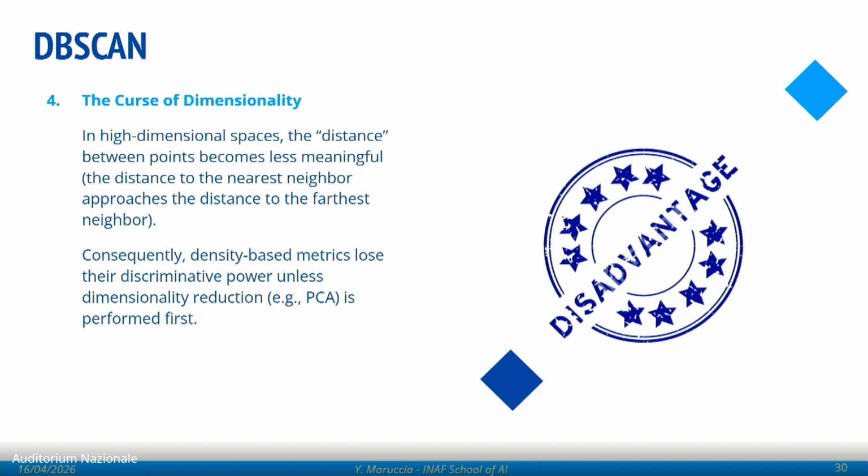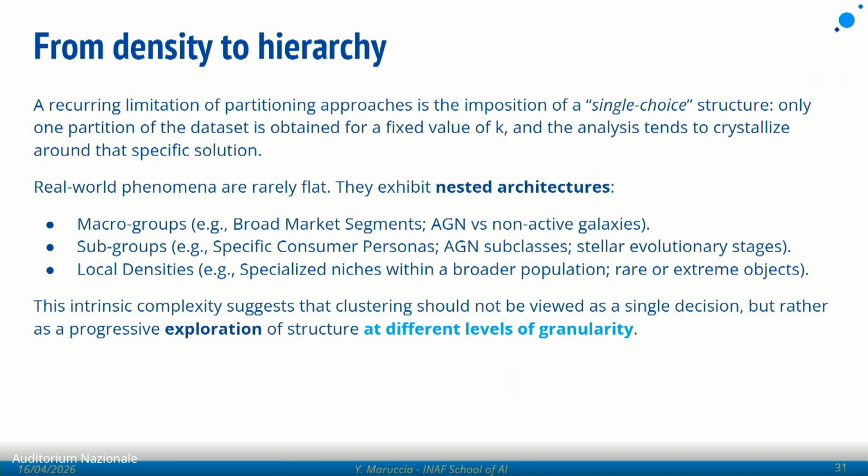And the curse of dimensionality, because this could be a problem in high dimensional spaces, where the distances between points become less meaningful. And so in this case, the density-based metrics lose their discriminative power unless we perform dimensionality reduction, okay? And so sometimes we need to perform dimensionality reduction beforehand.